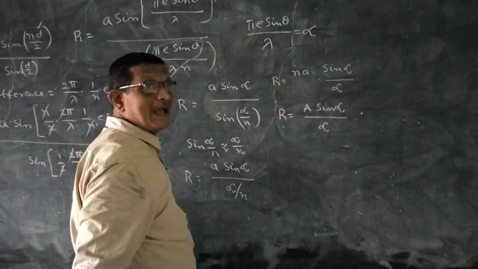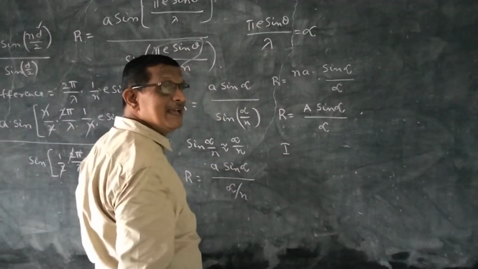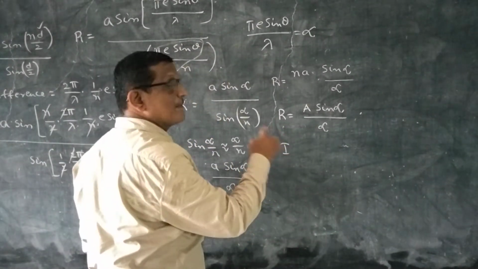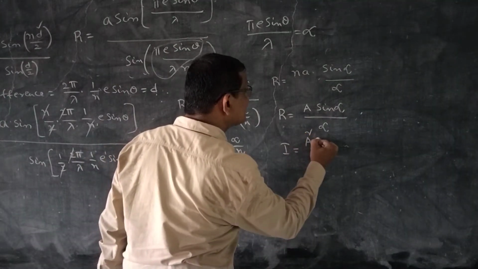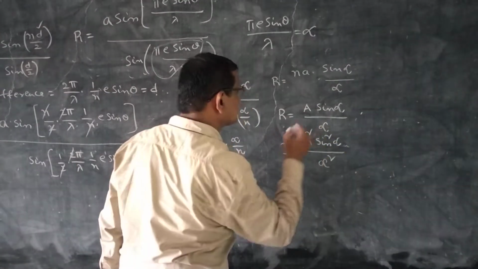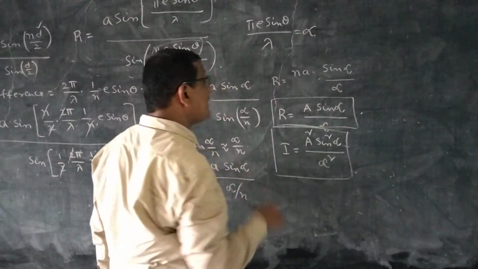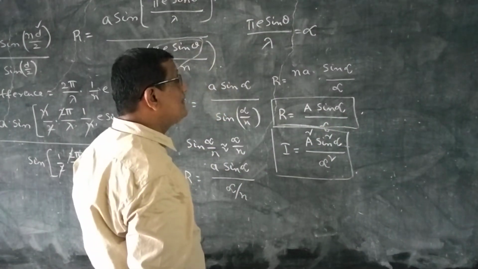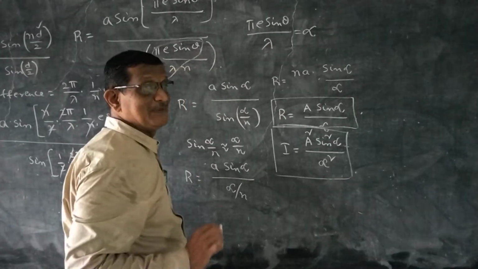Now what happens to intensity? Intensity is proportional to the square of the amplitude. That's why intensity I = A² sin²α/α². That's about intensity. Now, conditions for maximum intensity and minimum intensity.